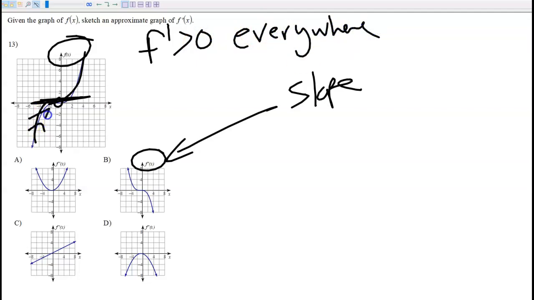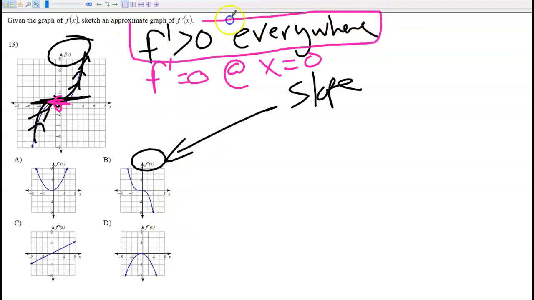Because this graph never stops going in an upward direction. But I do see one exception, and that's right in the middle. That looks like a really flat line right there to me. And that looks like a flat slope. So I would say that f prime equals 0 at x equals 0. So we're looking for a first derivative graph where it's always above the x-axis, except right at 0. And at 0, it's actually touching the x-axis. Which one of these graphs is always above the x-axis, but touches the x-axis right at 0?